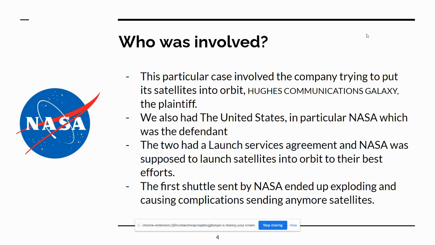So who was involved? We had Hughes Communication Galaxy, which was pretty much just a communications company, and they would be considered the plaintiff, and we had the United States, in particular NASA. They were the defendant because they were being sued for breach of contract because they didn't keep their word in a way. They were supposed to launch the satellites into orbit to the best of their efforts, and they did, but some things went wrong, and they had to cancel everything.